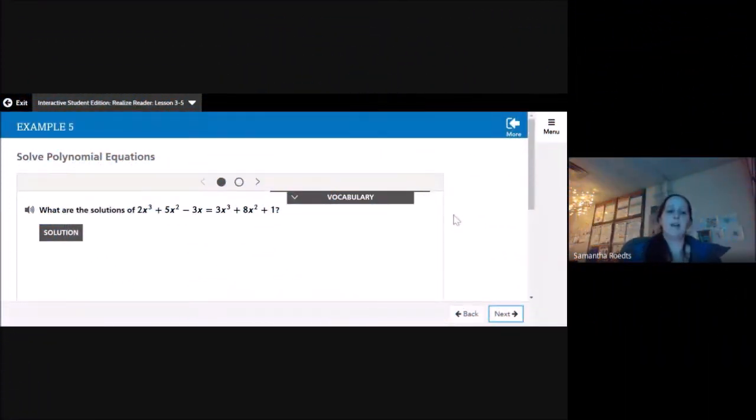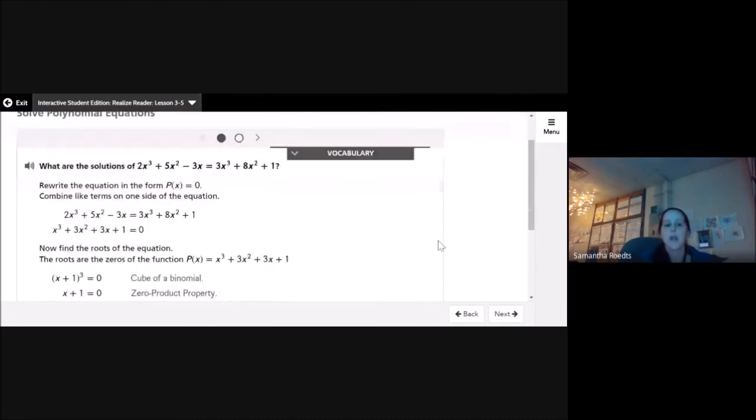All right, example 5, solve polynomial equations. What are the solutions of 2x cubed plus 5x squared minus 3x equals 3x cubed plus 8x squared plus 1? So I can rewrite the equation in the form P of X equals 0, and then I combine my like terms on one side of the equation. So I get x cubed plus 3x squared plus 3x plus 1. Okay, now I find the roots of the equation.